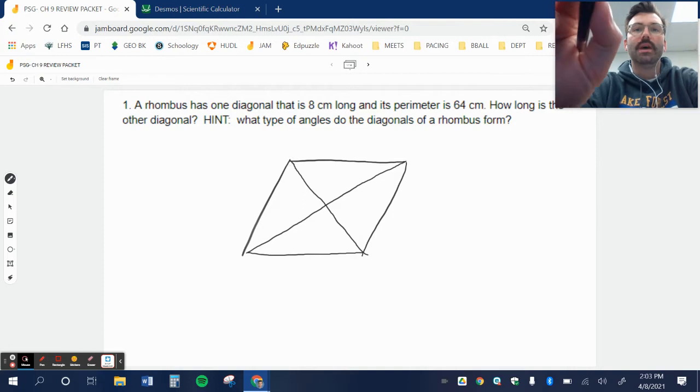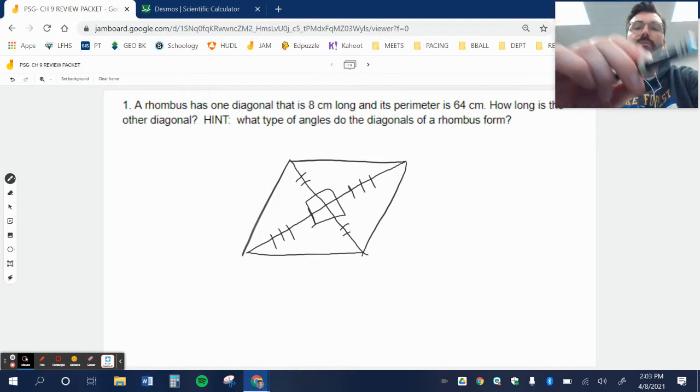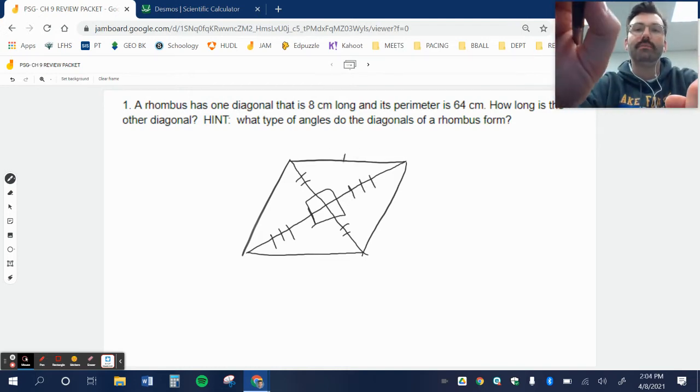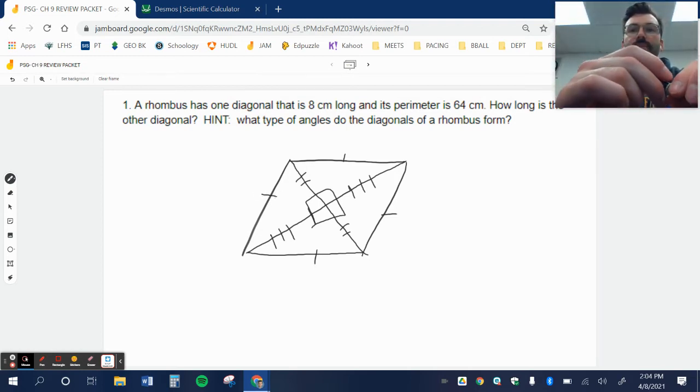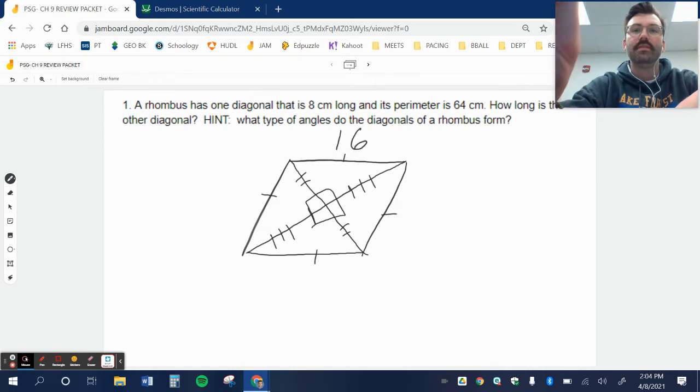It says, hint, what type of angles do the diagonals of a rhombus form? Well, they form 4 right angles, and they bisect each other as well. So I know that my perimeter is 64. The unique thing about a rhombus, if you remember, is that all 4 sides are the same. So 64 divided by 4 is 16. Every single side is 16.